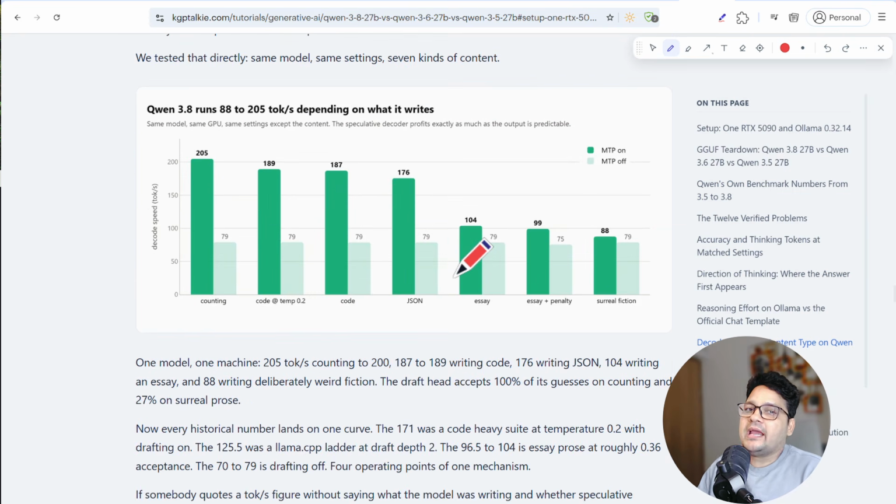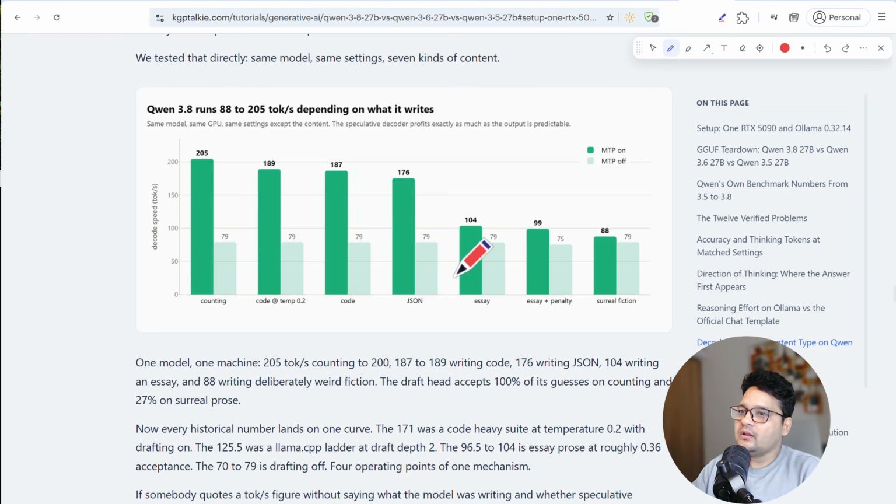The reason is actually the type of content we are using. And this is literally a huge finding by me. Generally, people don't report why they are getting a particular token speed. So if you are just seeing a tokens-per-second speed somewhere, I would suggest you do not trust that speed unless you find out on which particular task that token speed came.